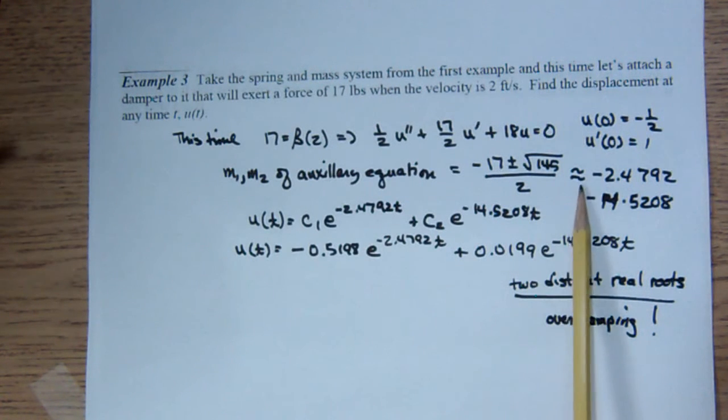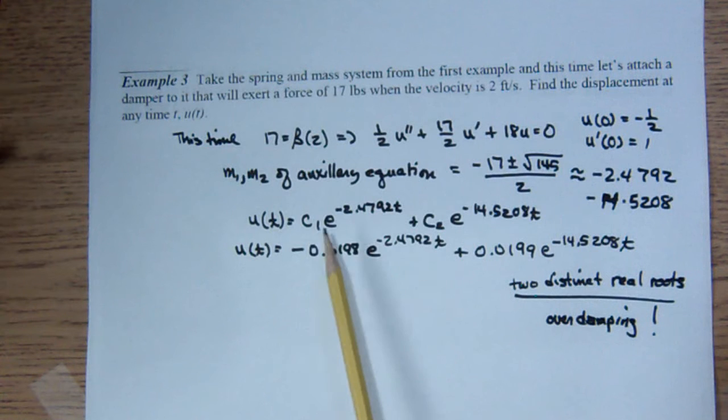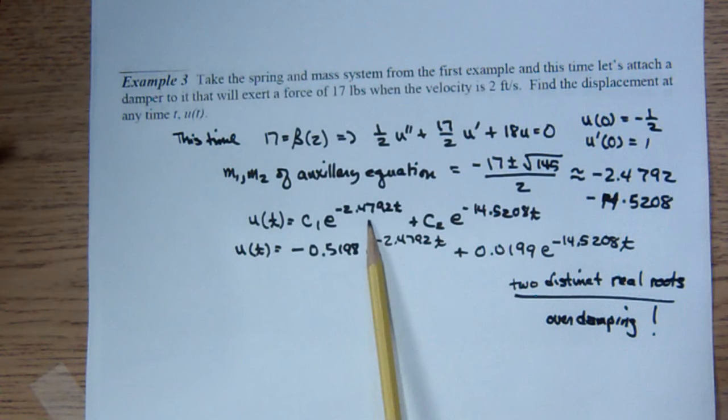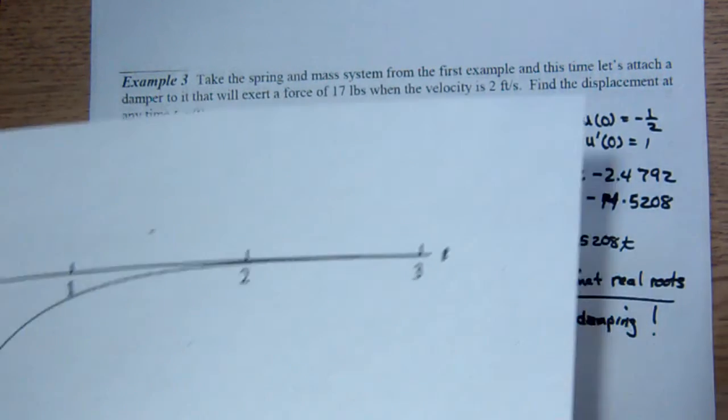And again, we're pretending to be engineers. So this is minus 2.4 and change and minus 14 and change. That means the solution is a linear combination of those exponentials added together. When we plug in the initial conditions, we end up with these as the coefficients. Note that now we have two distinct real roots.